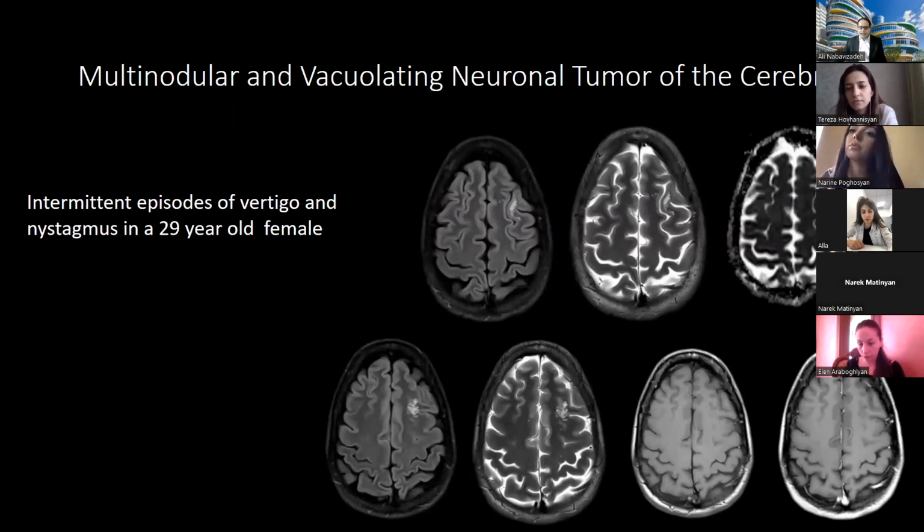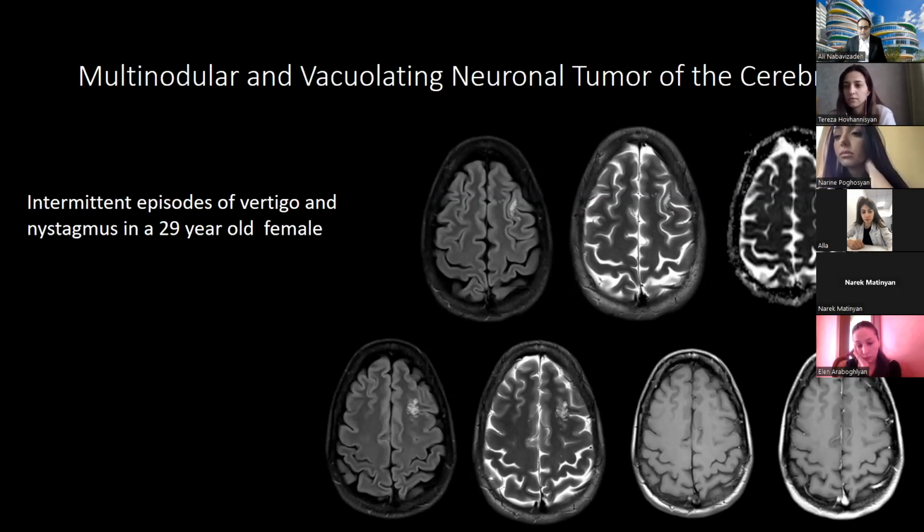This is a relatively new entity that has been recognized in the past 10 years or so. And again, this can be similar to perivascular space in some aspects, because on T2 it's in the subcortical location. It has this multiple T2 hyperintense, grape-like appearance, but the difference is that it doesn't suppress on FLAIR. And so that's why this is not a prominent perivascular space. This is a tumoral entity called multinodular and vacuolating neuronal tumor of the cerebrum.